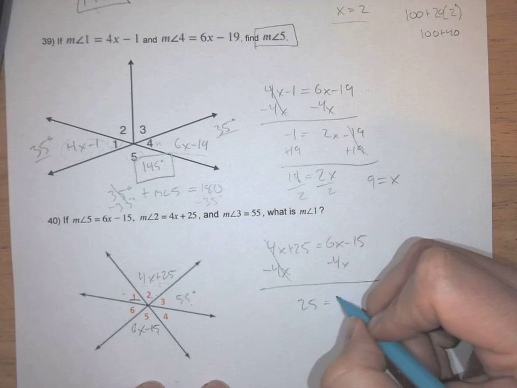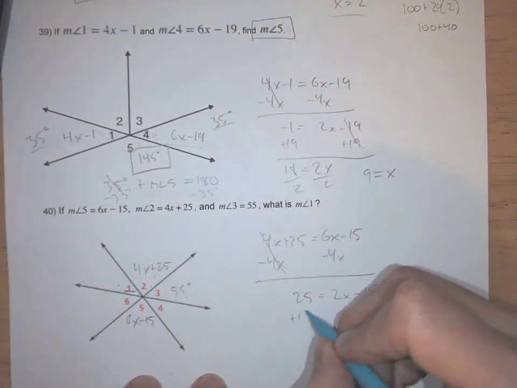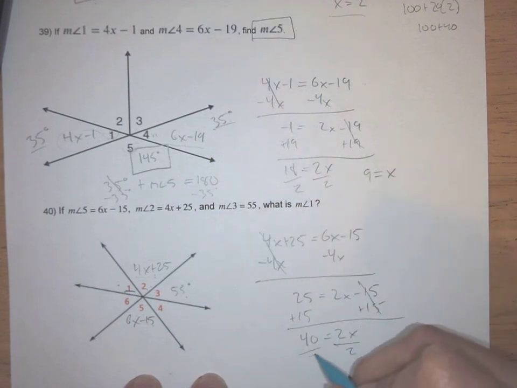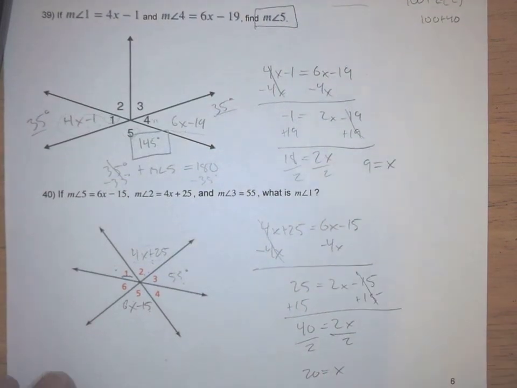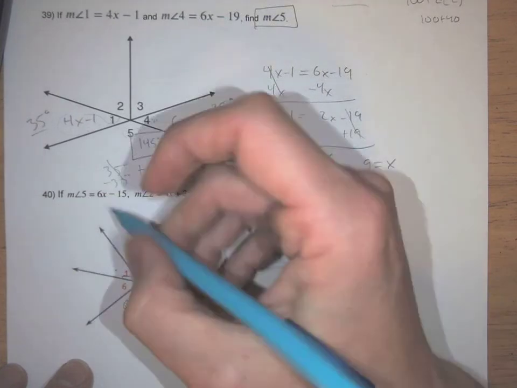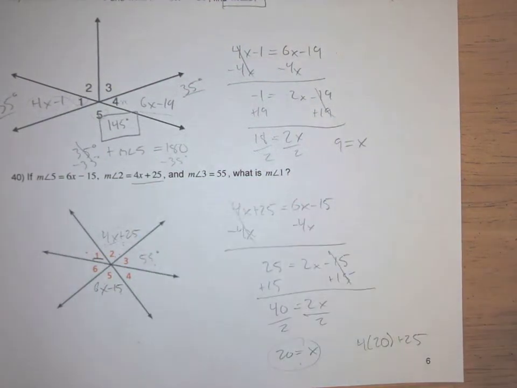So we got 25 equals 2x minus 15. Okay, we're going to add 15 on both sides now. So 40 equals 2x. And we're going to divide both sides by 2, which will give us 20 equals x. Again, not our answer, but it will definitely help us get our answer. Because we can take this x equals 20 and plug it in here to figure out what this angle is. So what we need to do is 4 times 20 plus 25. That's measure of angle 2 is 4 times x plus 25, and x is 20. So this is going to be 80 plus 25, which is 105.